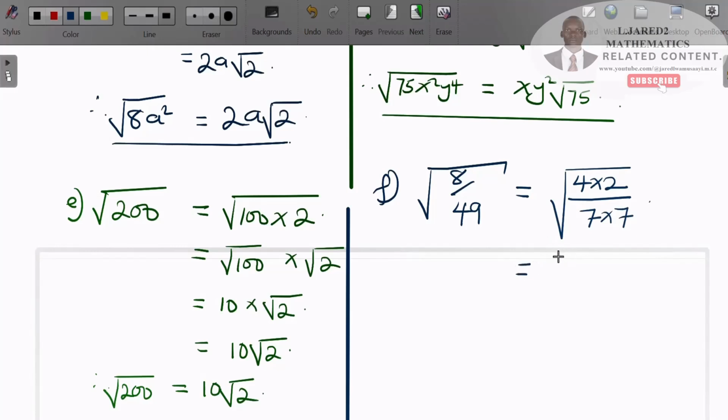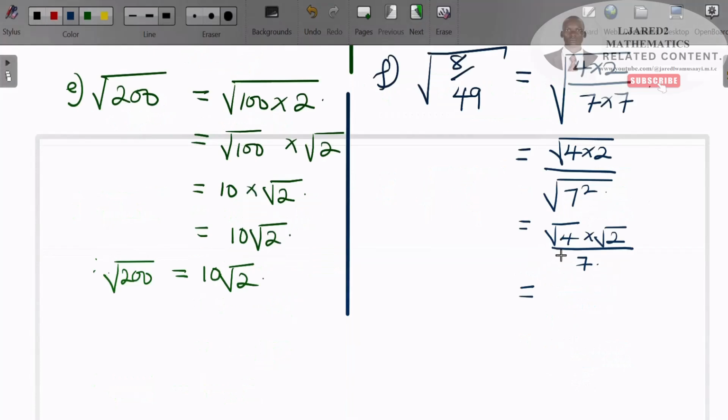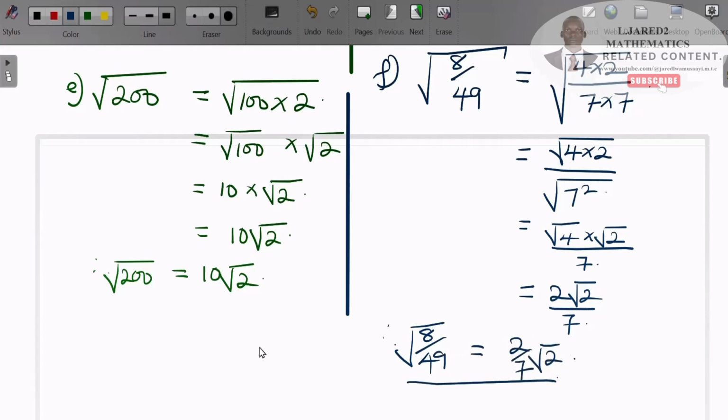It implies that we have the square root of 4 multiplied by 2 divided by the square root of 7 squared. This is the same as having the square root of 4 multiplied by the square root of 2 divided by 7. So the square root of 4 is 2, multiplied by the square root of 2, divided by 7. We can conclude therefore that the square root of 8 divided by 49 is the same as having 2 over 7 multiplied by the square root of 2. Let's now have number 2.